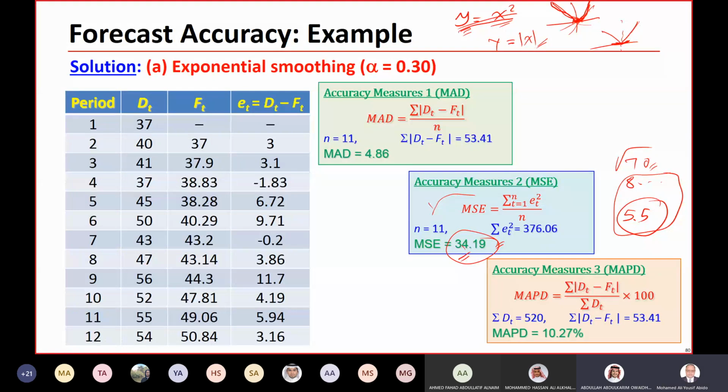Yes, as I mentioned, it doesn't make sense. What is the 34? Because you have here the error square divided by n. When you take it, it doesn't make sense. But when you compare different methods together, based on this value you can judge which method is the best. This is what we want to say. Is it clear? That's question 1.